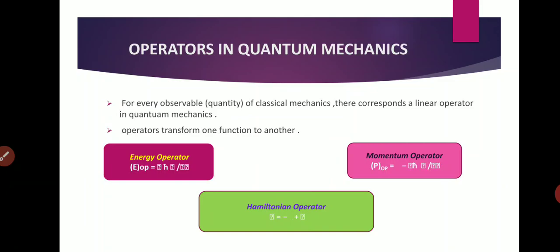Then we have operators in quantum mechanics. For every observable or quantity of classical mechanics, there corresponds a linear operator in quantum mechanics. Operators transform one function to another function. Here we have three main operators: the energy operator, the momentum operator, and the Hamiltonian operator.